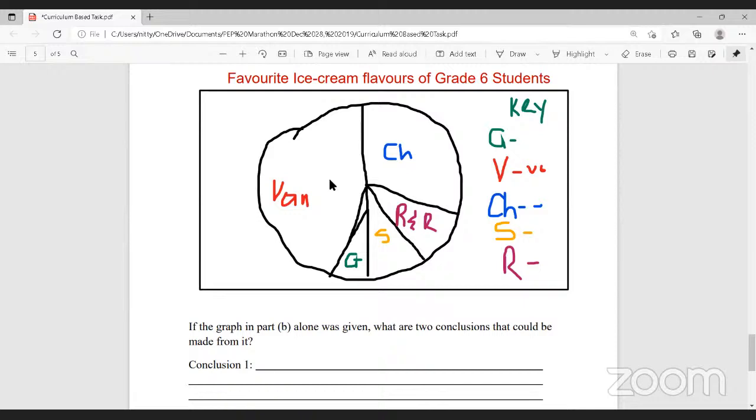Anissa says more students prefer vanilla than any other flavors. Very good. That conclusion can be drawn because this big part is for vanilla. Very good. What other conclusion could we draw from this? So I've heard from Anissa. What conclusion can we draw from this graph?